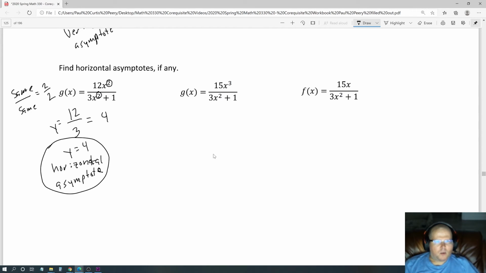Okay. Now, what about the second one? Well, the next one we have larger over smaller. And in this case, we can easily see that we have a 3 over a 2, which means no horizontal asymptote.